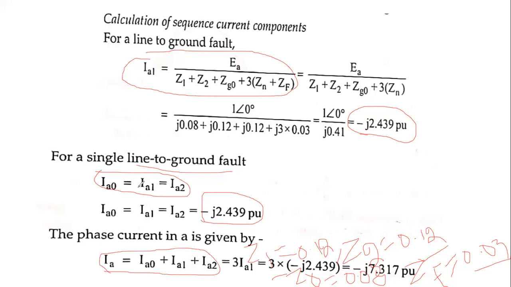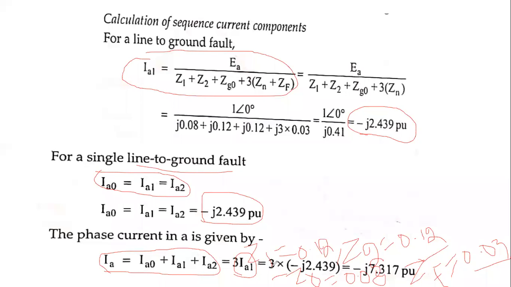If the three currents are equal in a line to ground fault, then this equation can be written as 3IA1. Why? Because if a line to ground fault is obtained, then the three sequence currents are equal. Therefore this will be equal to 3 into IA1.